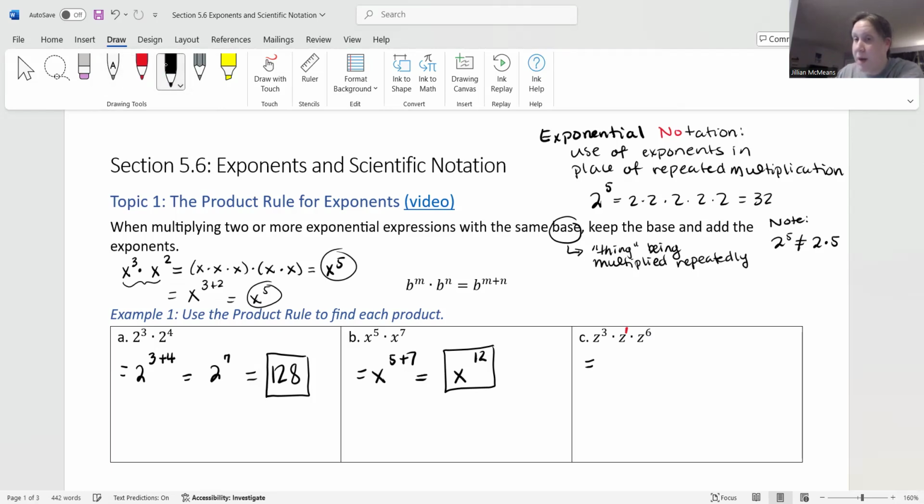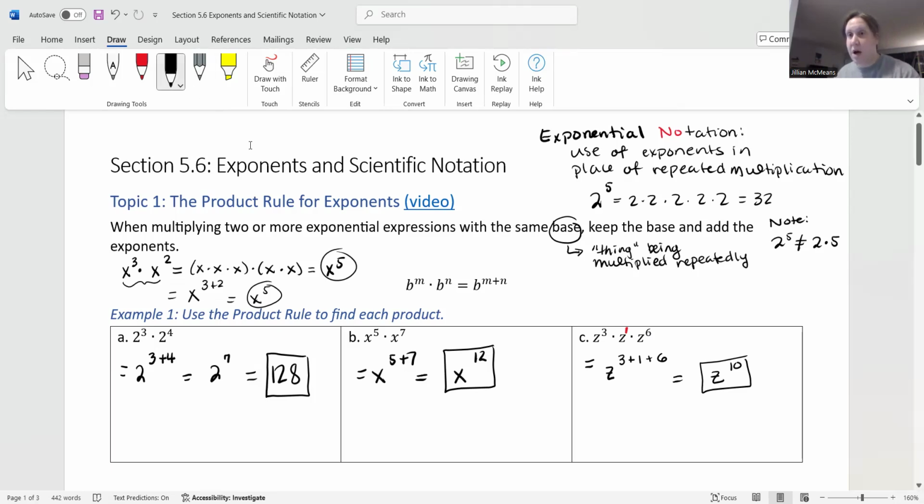So since we are multiplying all three expressions and they all have the same base, we can keep the common base, which is z, and then we want to add our exponents, which would be 3 plus 1 plus 6, which is z to the 10th. All right, so that is the product rule for exponents. So in your mind, think product. I'm multiplying two things that have the same base.